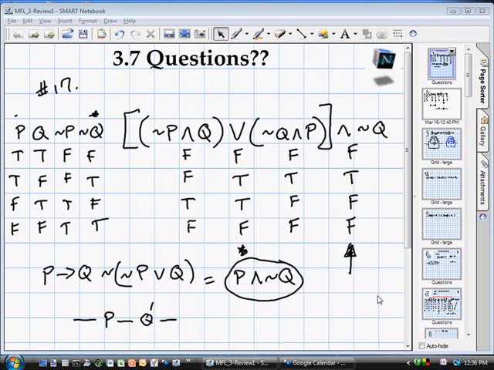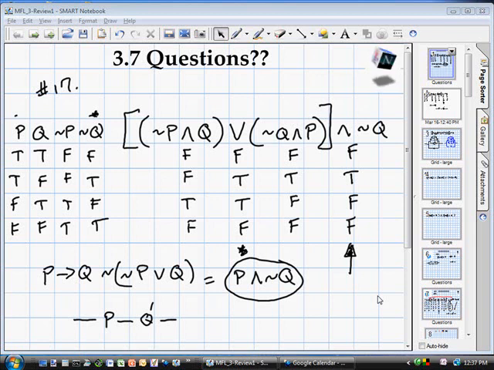AND is only true when both are true. So I'll take this and AND it with this. Well, they're not both true. Here they are, true. Here they're not both true, false. Here they're not both true, false. Final result, FTFF. Okay.